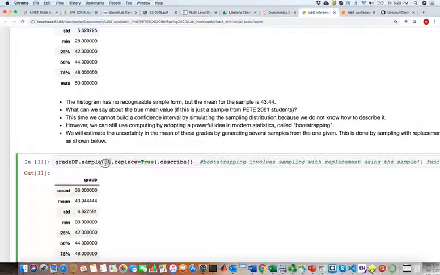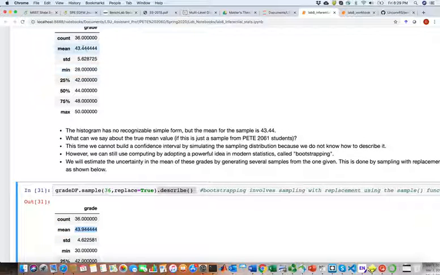How many samples? What's the sample size? 36. That's what is shown here. So this gives you one sample, meaning one bootstrap sample with 36 items. And now we can get the descriptive statistics on that. And you will see the mean is different from the mean of the true data set. Mean of true data set is 43.44. This is just one realization. And if we keep running this several times, the mean keeps changing.